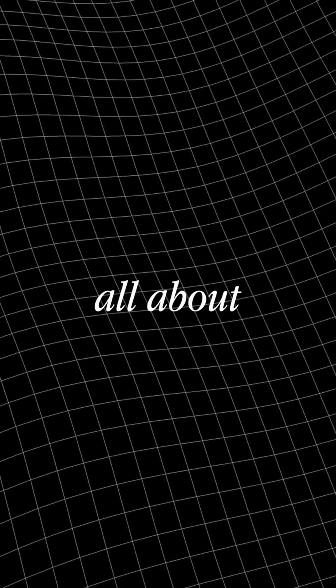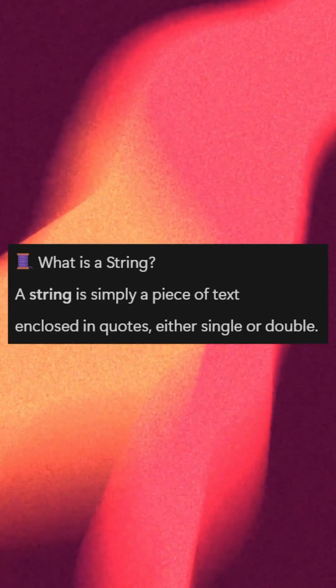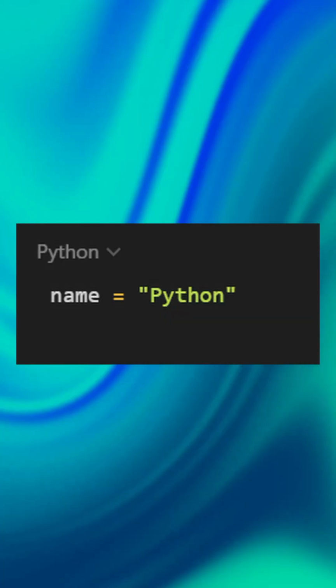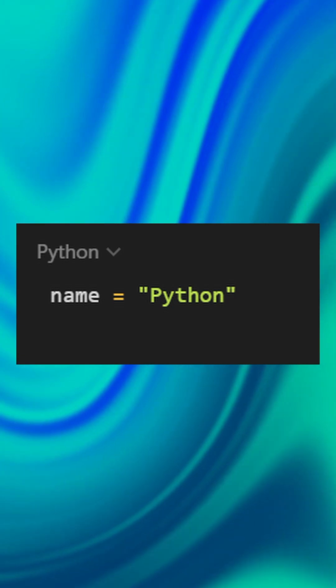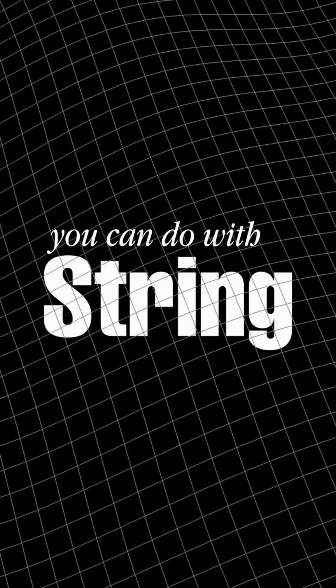Today's topic is all about basic string operations and some useful string methods in Python. What is a string? A string is simply a piece of text enclosed in quotes, either single or double. For example, name = "Python" within the double quotes. Now let's try some basic operations you can do with strings.